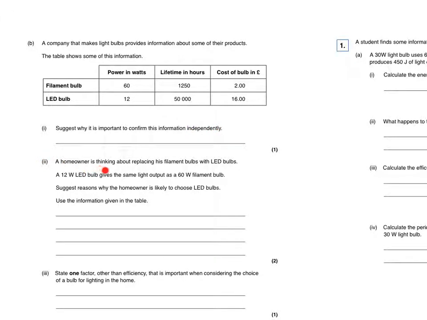A homeowner is thinking about replacing his filament bulbs with LED bulbs. A 12-watt LED bulb gives the same light output as a 60-watt filament bulb. Suggest reasons why the homeowner is likely to choose LED bulbs. Use the information given in the table. State one factor other than efficiency that is important when considering the choice of a bulb for light in the home.